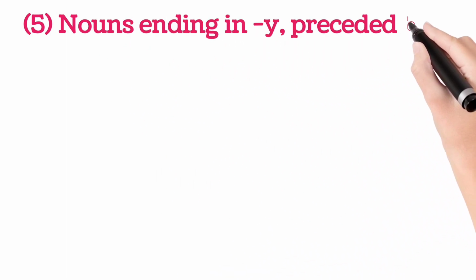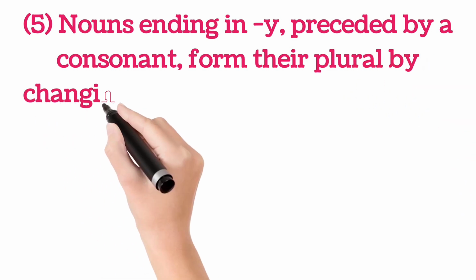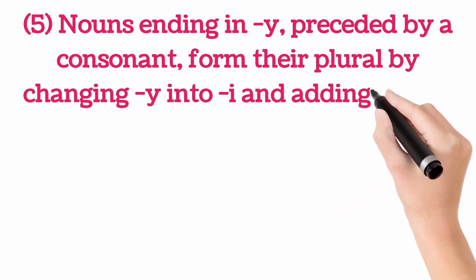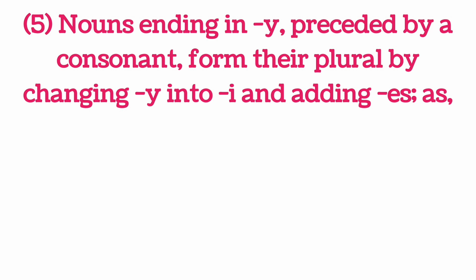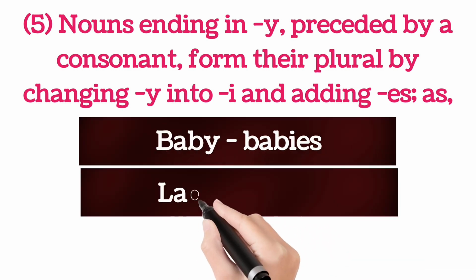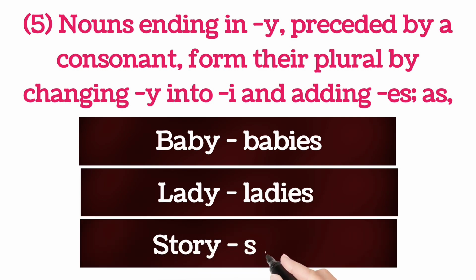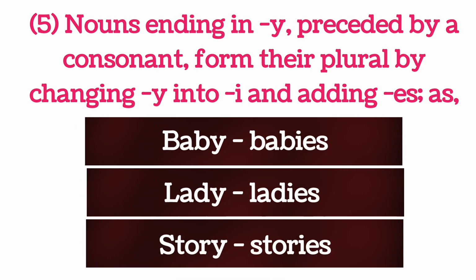Nouns ending in y preceded by a consonant form their plural by changing y into i and adding es. As baby, babies. Lady, ladies. Story, stories.